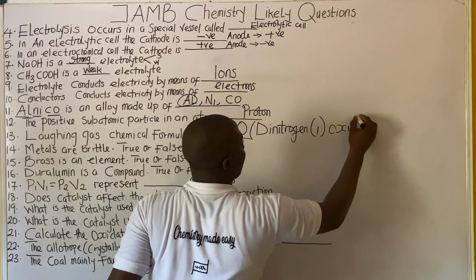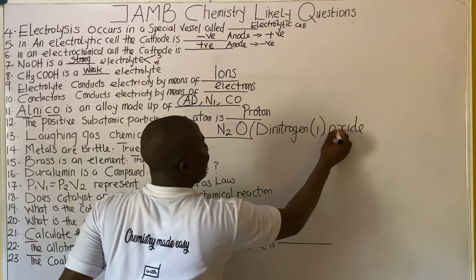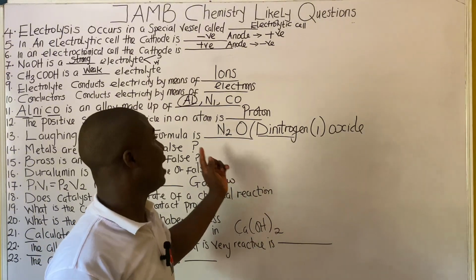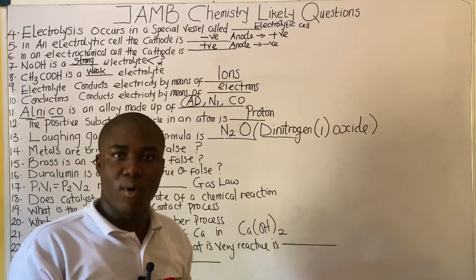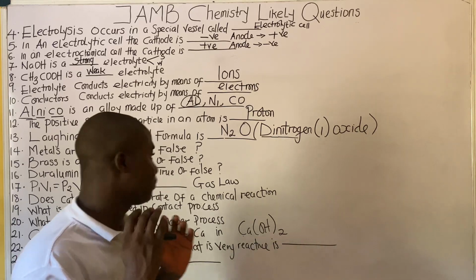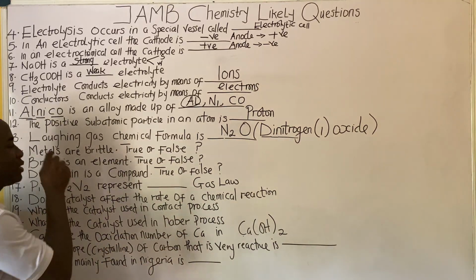There are reasons why all of this is like this. Dinitrogen means that we have two nitrogen, you see N2, two nitrogen, and it is 1 oxide. This must be noted. So let's get into the next practice question, and it says metals are brittle.